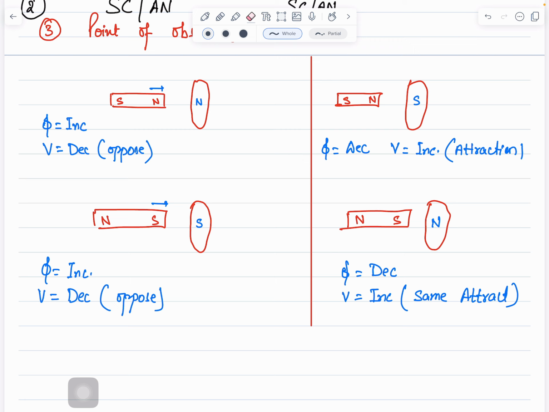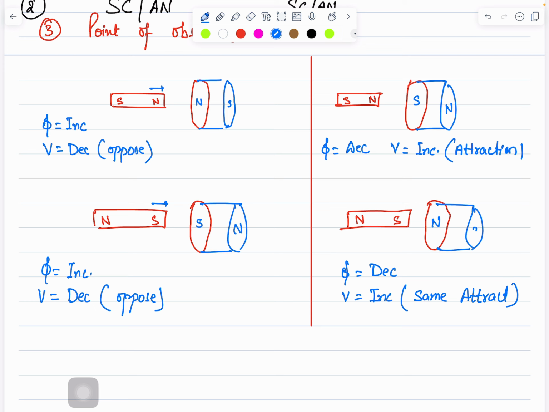Okay, I will remove this so that you can understand. This is a magnet, yes or no? So just make it a full magnet now. So what will you observe here? South, yes or no? Make it a full magnet so that it will be clear to you. So here should be the north, and here should be the south.